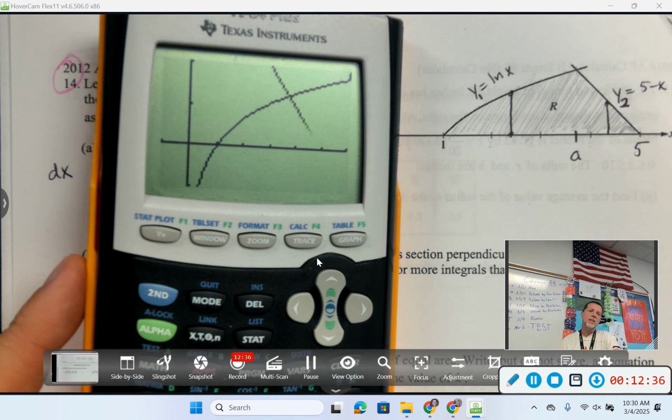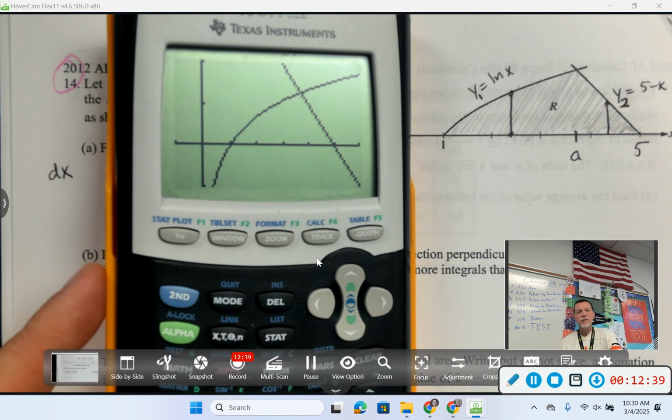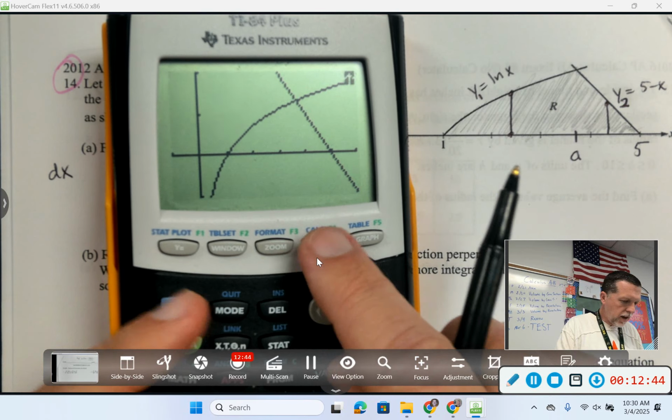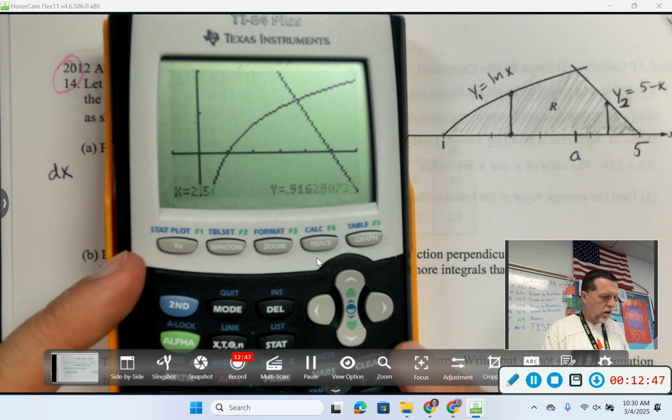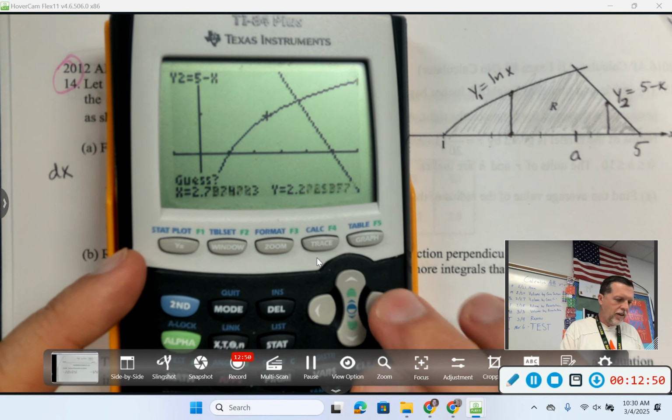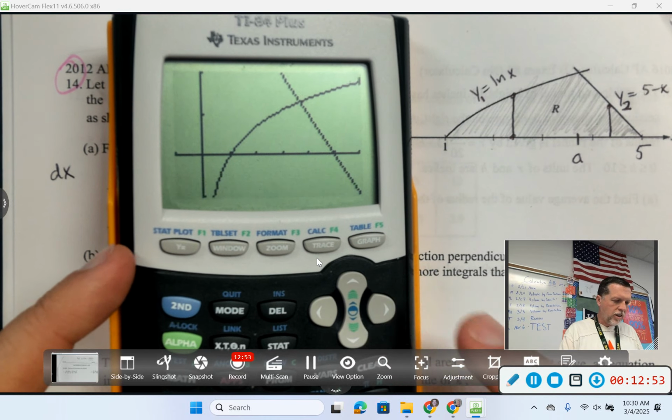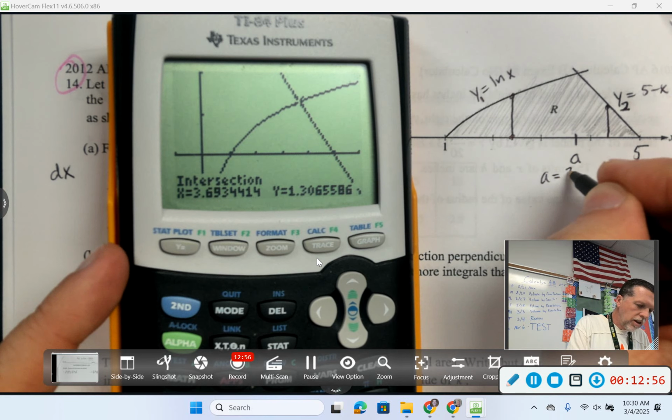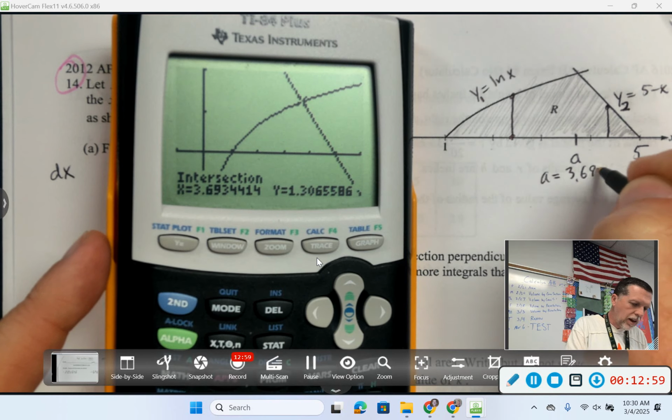And then hopefully our graphs look similar. So there's natural log, there's 5 minus x. Yeah, those graphs look pretty similar. Second calc, intersection. First curve, second curve, and then let's get close to the intersection. 3.693... I can see I'm going to need that twice already, and probably more times for part B and C.